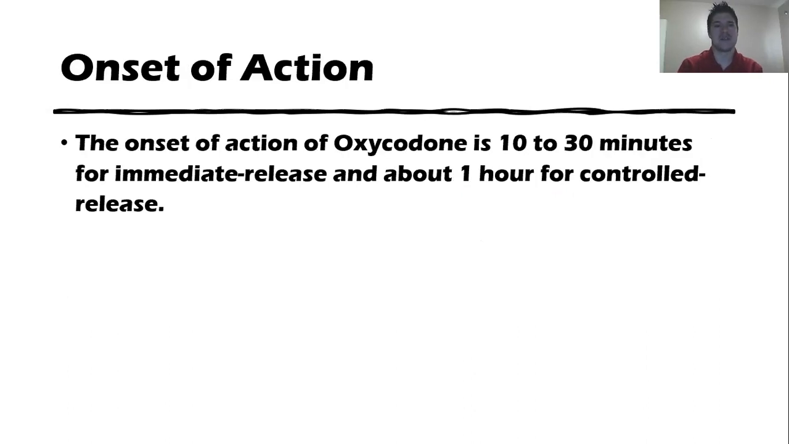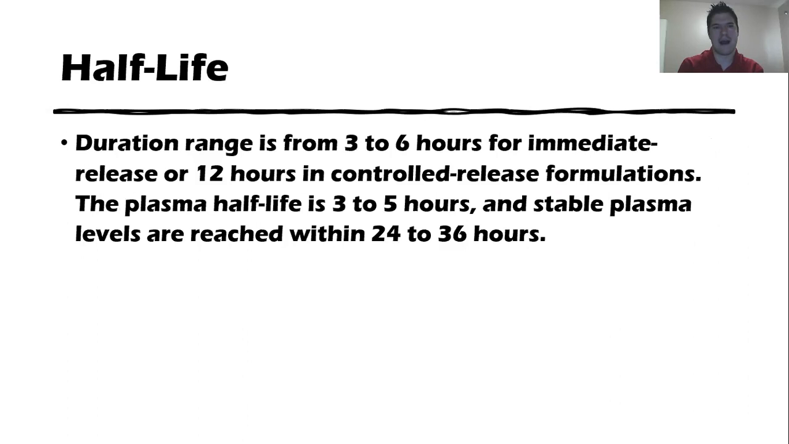Onset of action. The onset of action of oxycodone is 10 to 30 minutes for immediate release and about 1 hour for controlled release. Half-life. Duration ranges from 3 to 6 hours for immediate release or 12 hours in controlled release formulations. The plasma half-life is 3 to 5 hours, and stable plasma levels are reached within 24 to 36 hours.